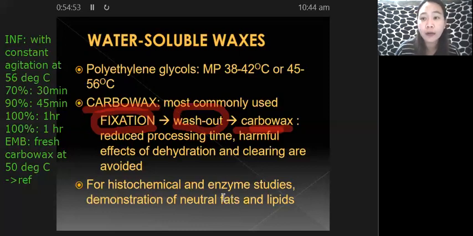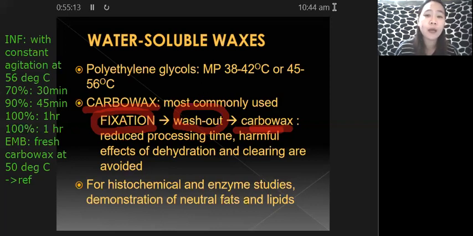Apart from that, you are able to demonstrate your neutral fats and your lipids. Remember, what is your neutral fats again? That's your triglycerides or triacylglycerides, which is the storage form of lipids in humans. Okay, so those are the applications of your Carbowax in the laboratory.